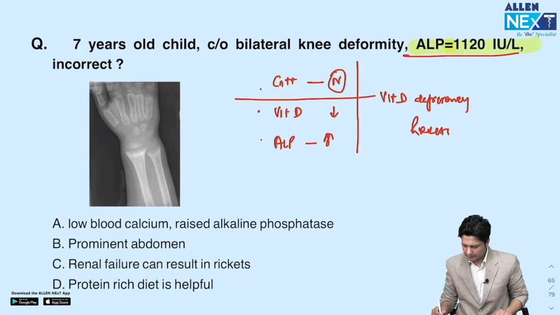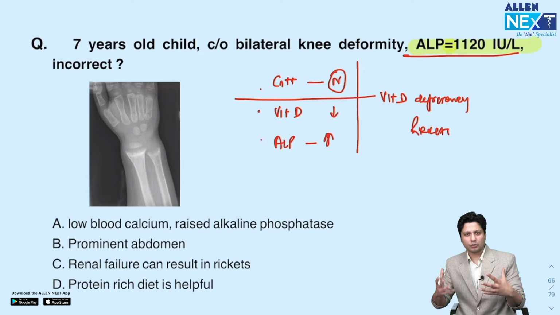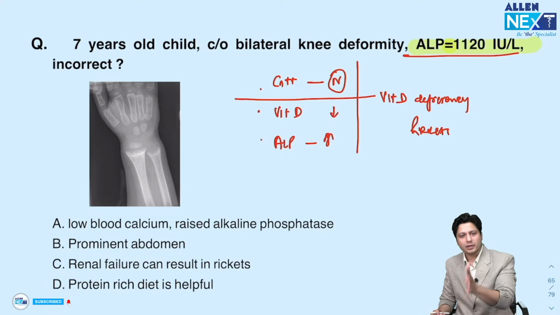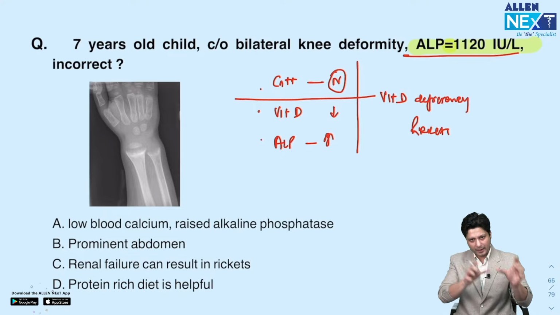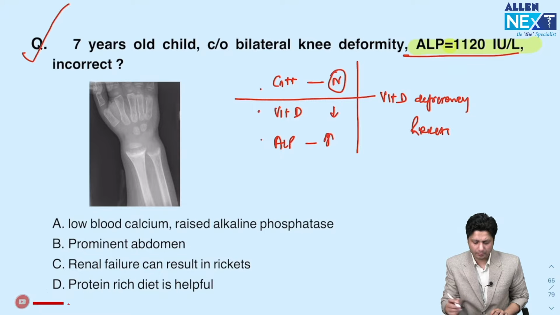So hopefully you get the overview of how the rickets questions are going to be asked. In that, alkaline phosphatase will be elevated and calcium level will be normal. Seeing the calcium level as normal, don't rule it out. All right, because the calcium level is normal because of the parathormone. That is another important question.